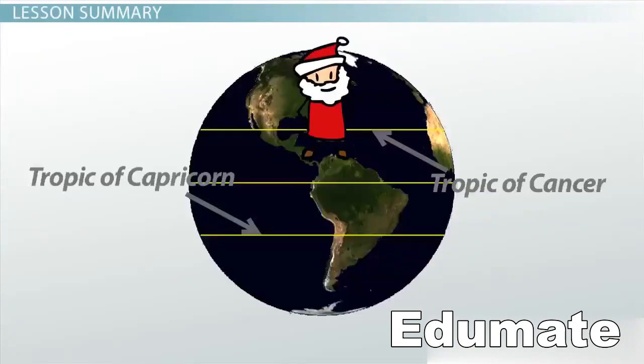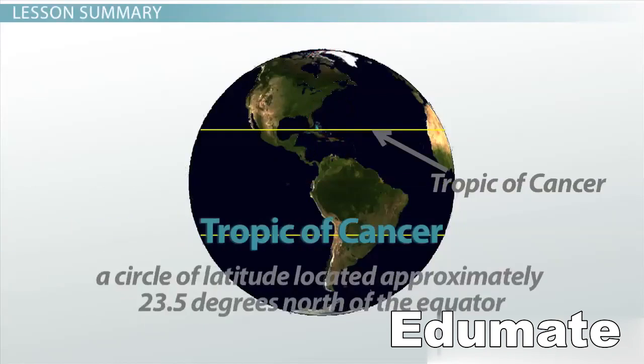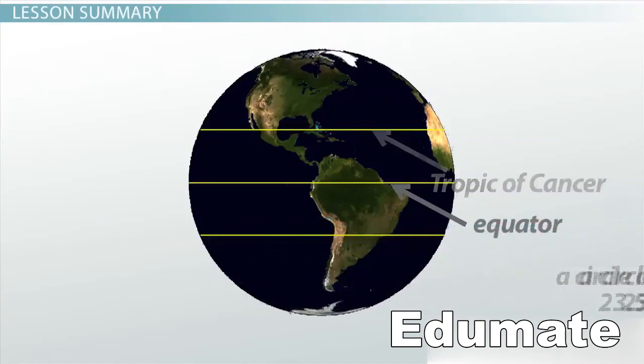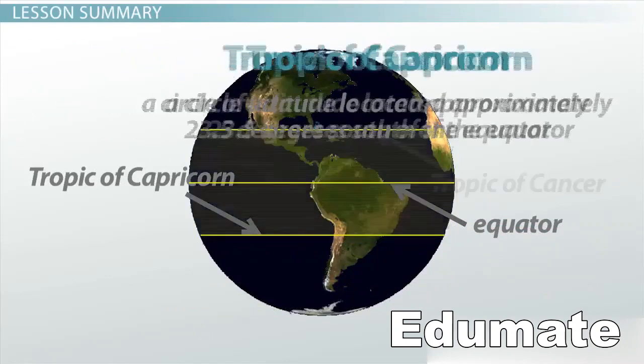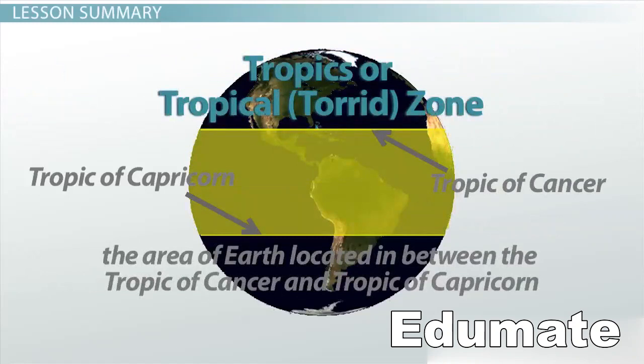Unless Santa can move the Tropic of Cancer north by quite a bit, he'll always be flying around in the cold as a result. The Tropic of Cancer is a circle of latitude located approximately 23.5 degrees north of the equator, and it lies in opposition to the Tropic of Capricorn, which is a circle of latitude located approximately 23.5 degrees south of the equator. The area of Earth located in between the Tropic of Cancer and Tropic of Capricorn is known as the tropics, or tropical zone, or torrid zone.